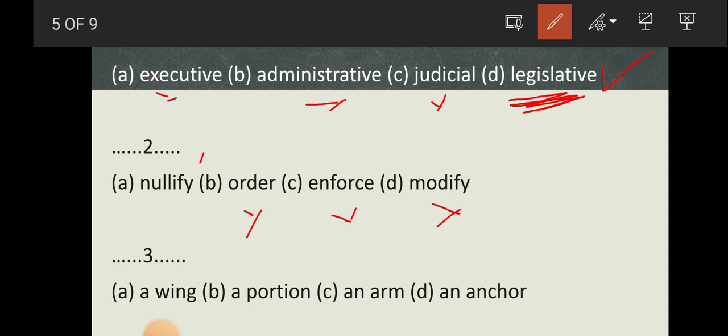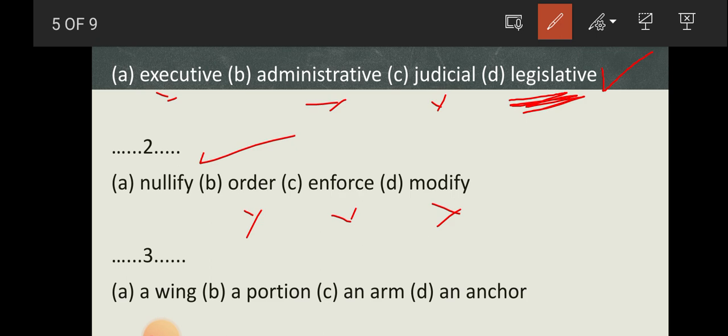Nullify is the correct option, right? Nullify is the correct option. Why nullify is the correct option is very simple. The reason why is very simple. Nullify simply means to make legal null and void, or to invalidate something.